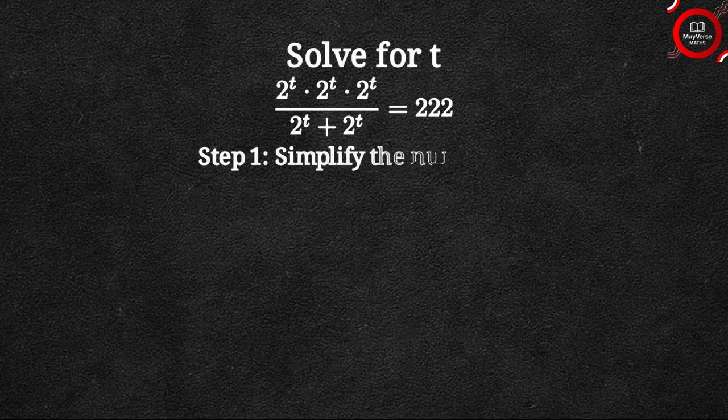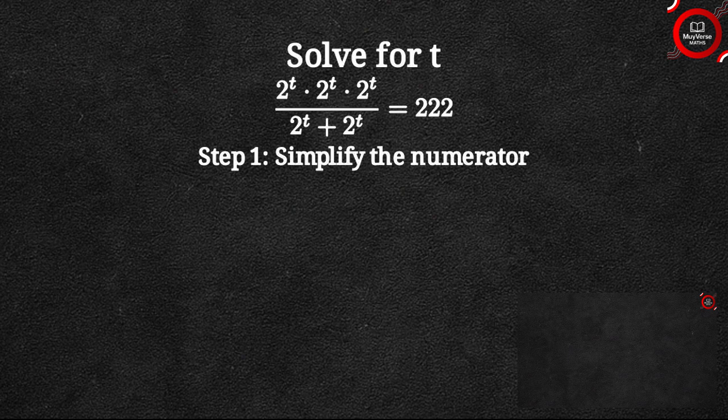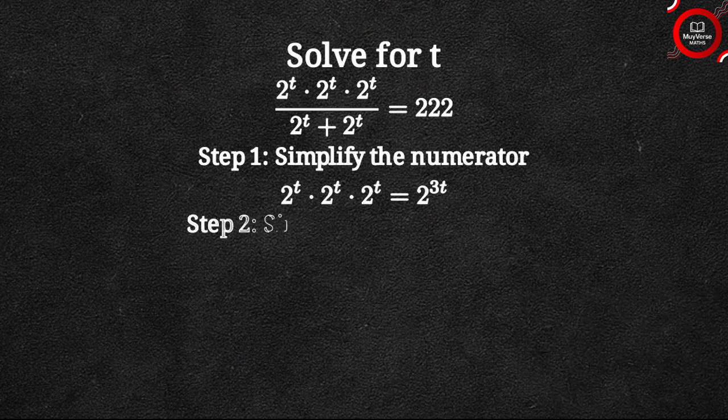Step 1. Simplify the numerator. Multiplying powers with the same base means add the exponents. This becomes 2 to the 3t. Step 2. Simplify the denominator. 2 to the t plus 2 to the t is 2 times 2 to the t, which equals 2 to the 1 plus t.